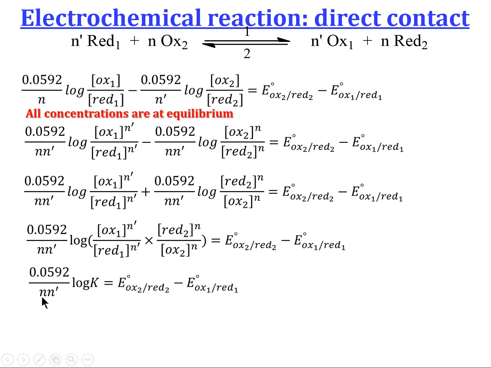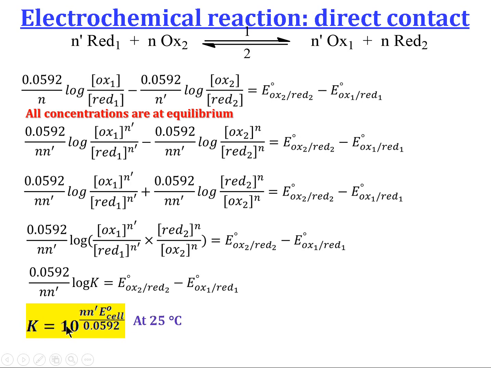So 0.0592 divided by n n' log of the concentration of Ox1 at equilibrium to the power n' times the concentration of Red2 at equilibrium to the power n, divided by the concentration of Red1 at equilibrium to the power n' times the concentration of Ox2 at equilibrium to the power n. This expression is the equilibrium constant K. So 0.0592 divided by n n' log K equals E02 minus E01.